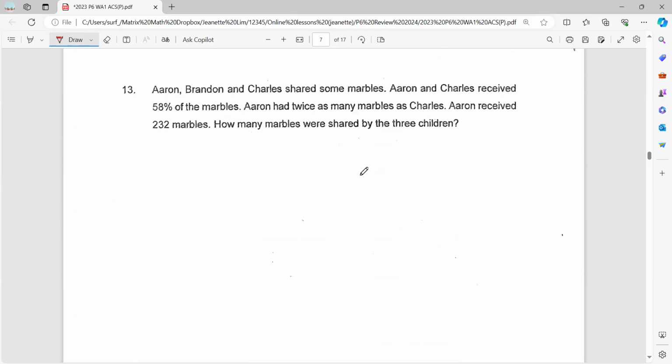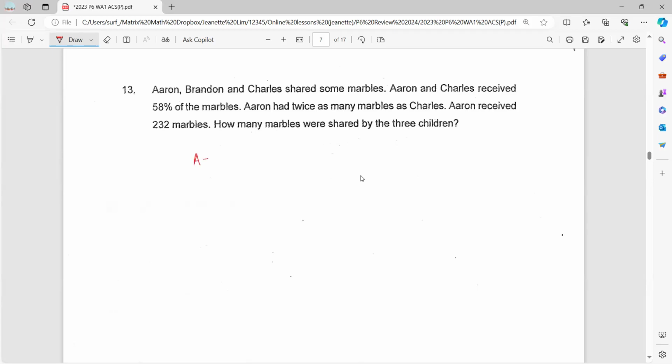Question 13. Aaron, Brandon, and Charles shared some marbles. Aaron and Charles received 58% of the marbles. Aaron had twice as many marbles as Charles. Aaron received 232 marbles. How many marbles were shared by the 3 children? I'm going to use ratio for this question. So first, 58%. That's what A and C received, right? So who received the rest? Brandon.